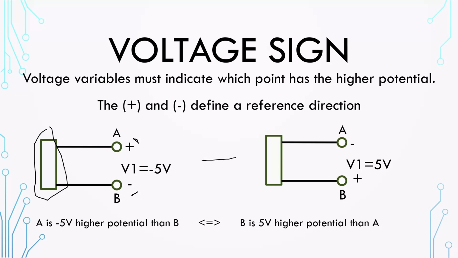And now over here on the right side, physically speaking, it's going to be the exact same thing. However, it's just denoted differently. This time, B is labeled as having the higher potential, and A is labeled as the lower potential, and we're saying that B is 5 volts higher potential than A. So it would be true that A would be negative 5 volts higher than B. So as you can see, the plus and minus is important because it's a reference direction, and you have to pay attention to them, and you read it in that order.